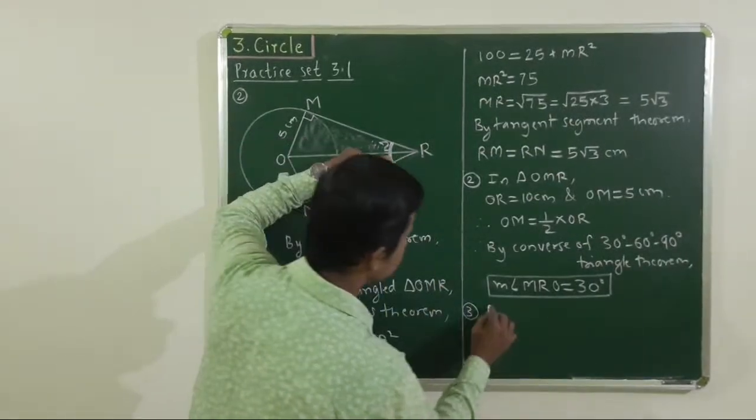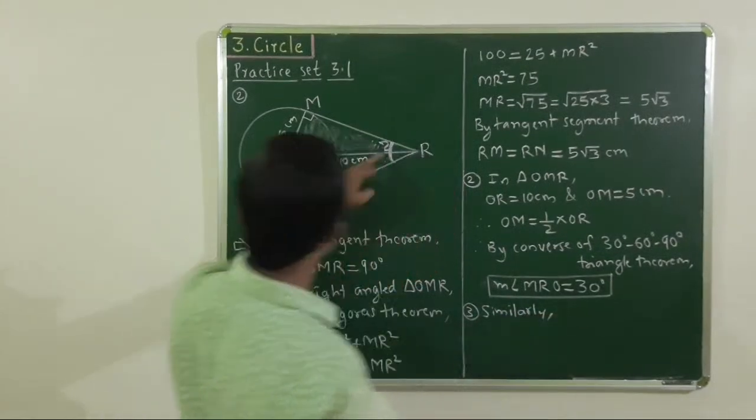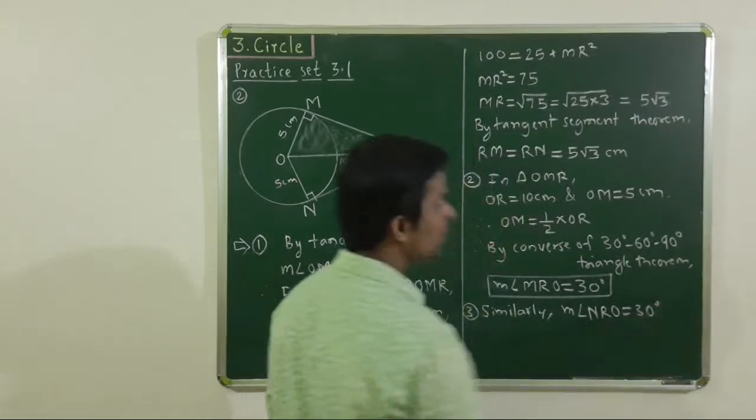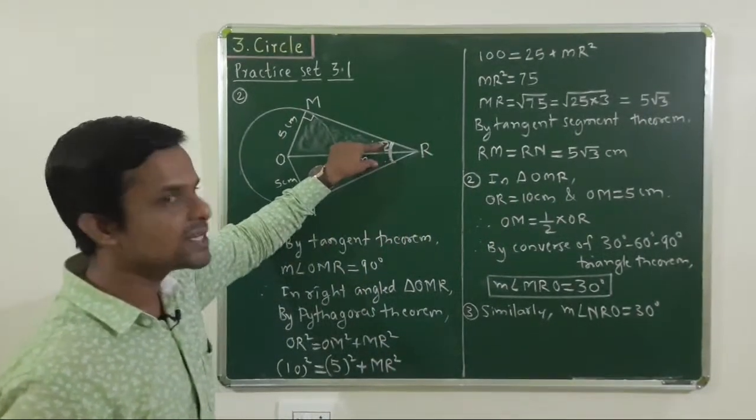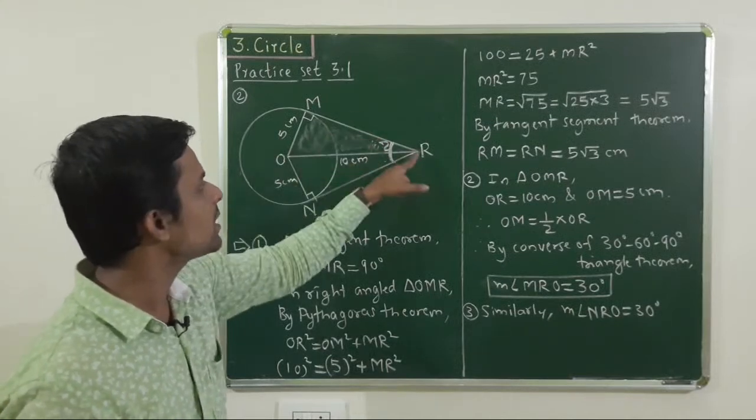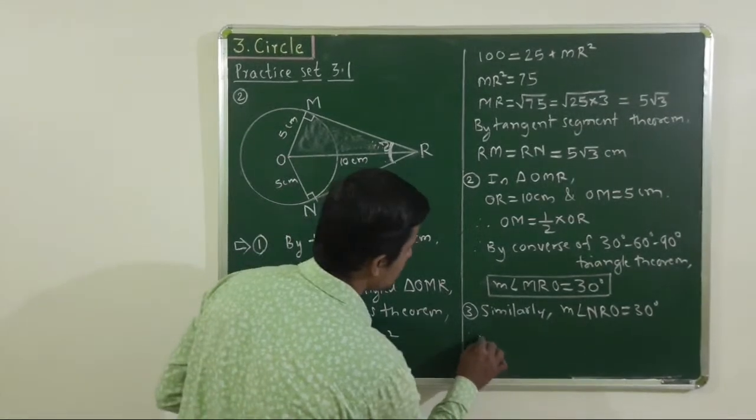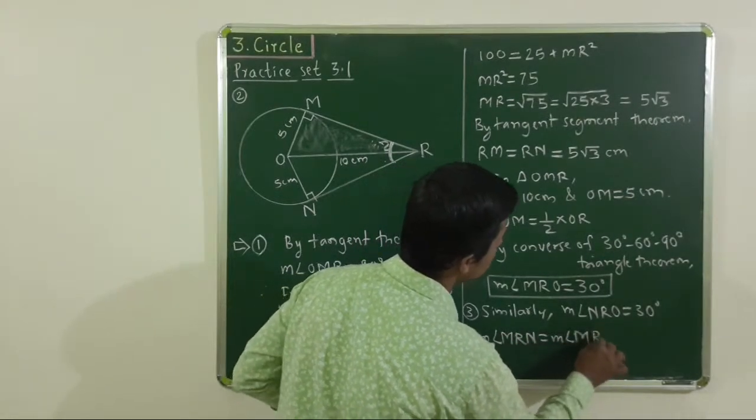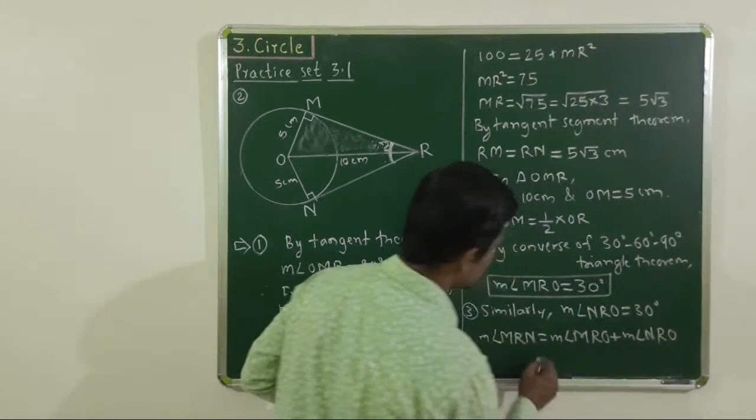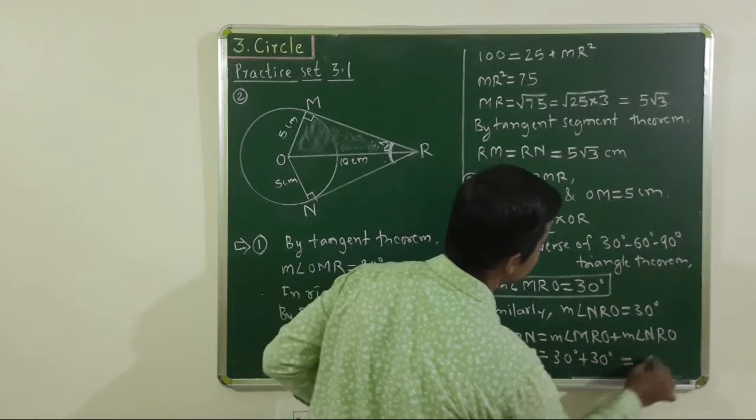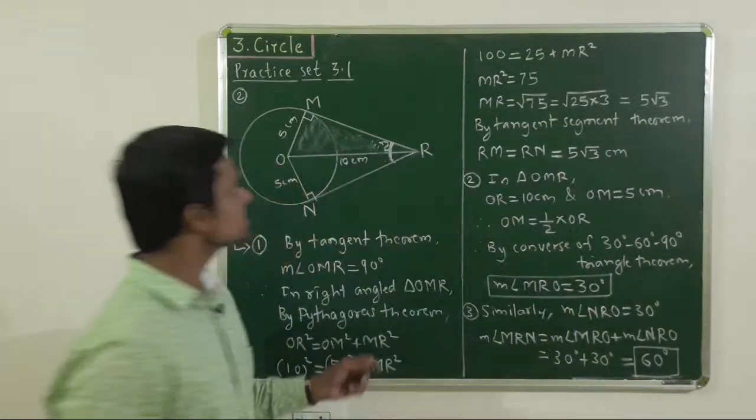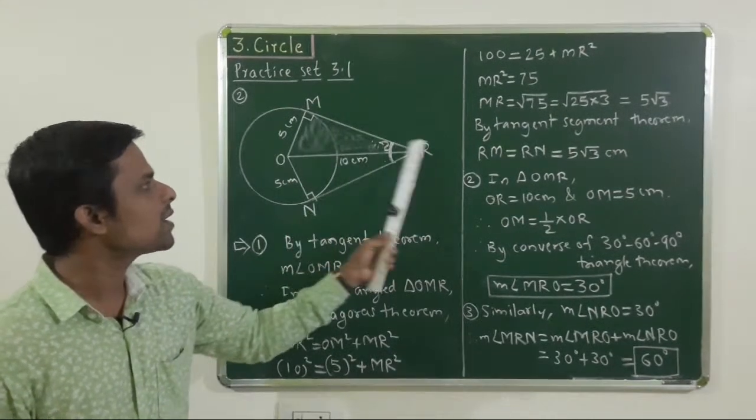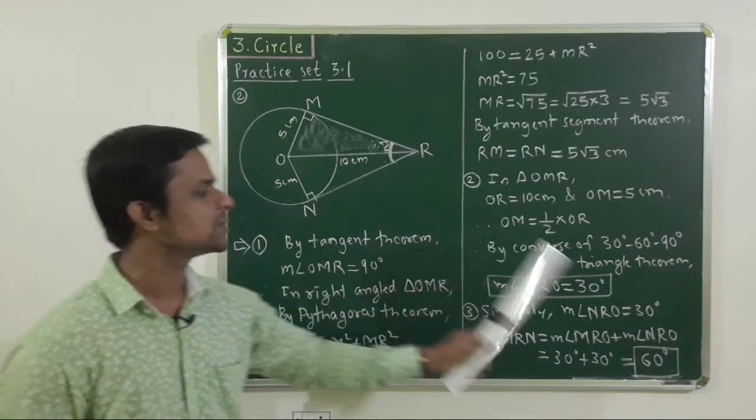Listen again. Similarly, measure of angle NRO is 30 degree. But we want measure of angle MRN, and that is the addition of these two angles, that is MRO plus NRO. Hence, measure of angle MRN is equal to measure of angle MRO plus measure of angle NRO. That is 30 degree plus 30 degree, that is equal to 60 degree. See once again. Measure of angle MRO is 30 degree. Similarly, measure of angle NRO is 30 degree. Hence, MRN is equal to 30 degree plus 30 degree, that is equal to 60 degree.